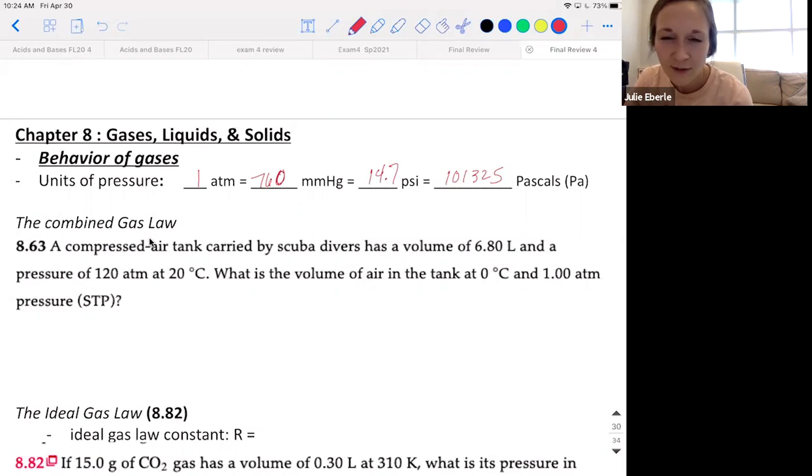I bet y'all are like, do you just sit around and memorize these numbers in your spare time? Yeah, that's what I do. No, I don't.